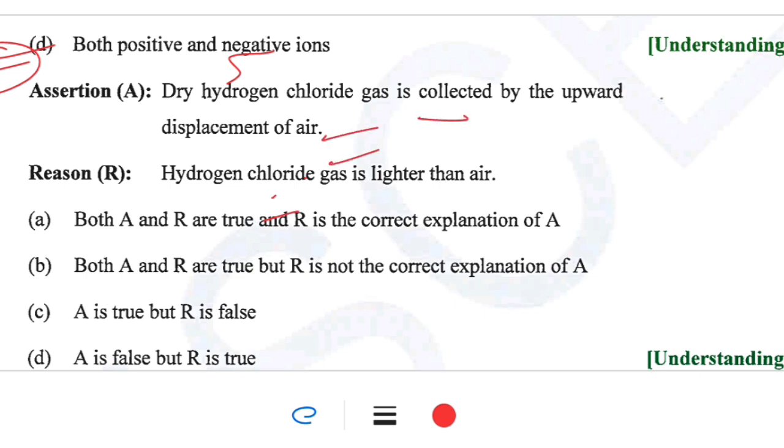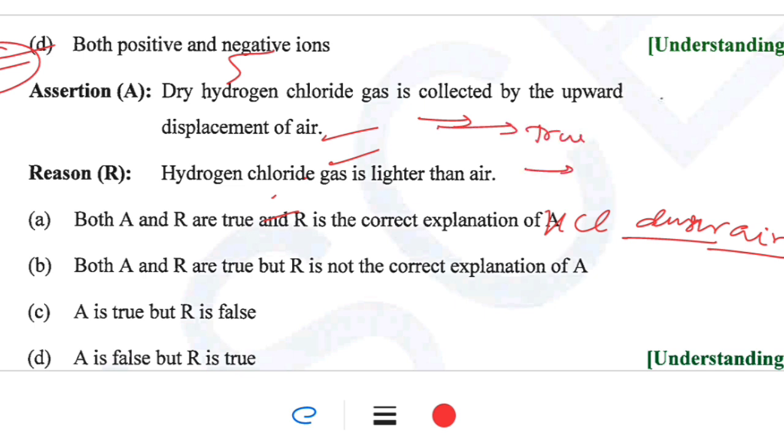So the reason is given as HCl gas is lighter than air. Actually it is not lighter. HCl is denser than air. Denser means it is heavier compared to air. So if it is heavier, it is collected by upward displacement of air. So the assertion is true, but the reason is false.